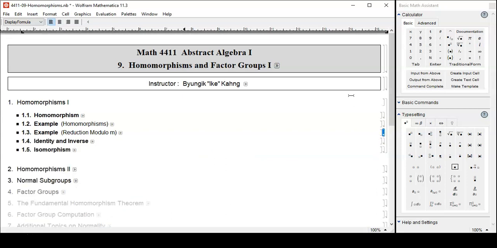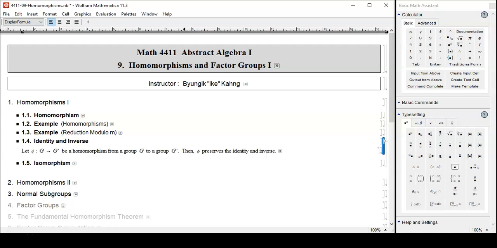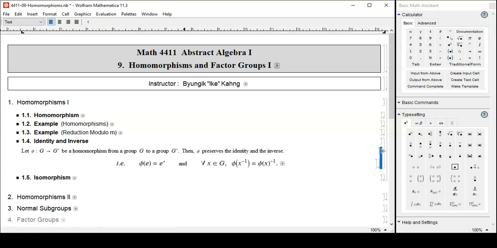Next, 1.4, identity and inverse. Let G and G prime be groups and phi from G to G prime be a homomorphism. Then phi preserves the identity and the inverse. So if phi preserves the group operation, then it must preserve the identity and also the inverse. In other words, phi of e equals e prime, and then the inverse of x must go to the inverse of phi of x.